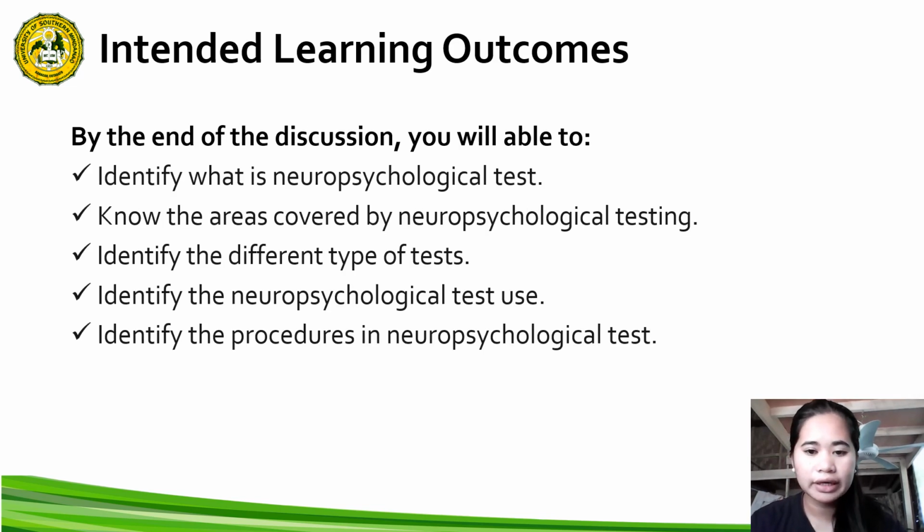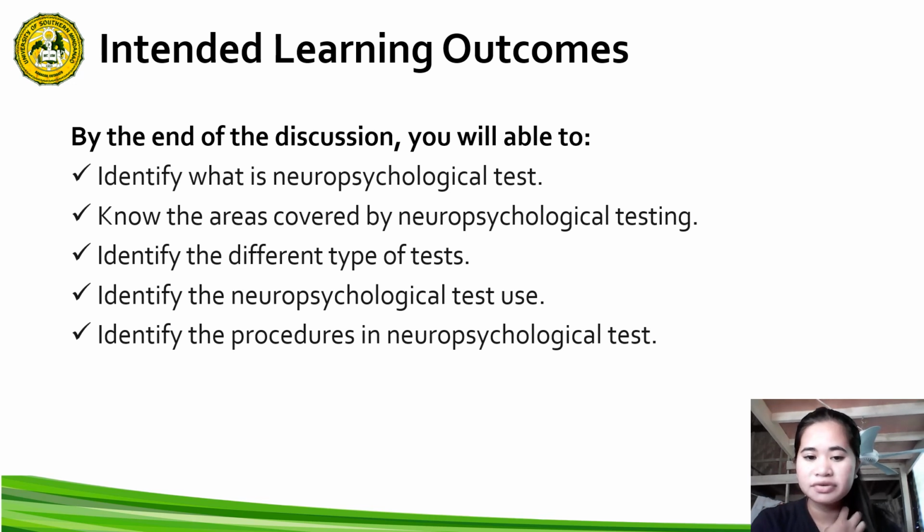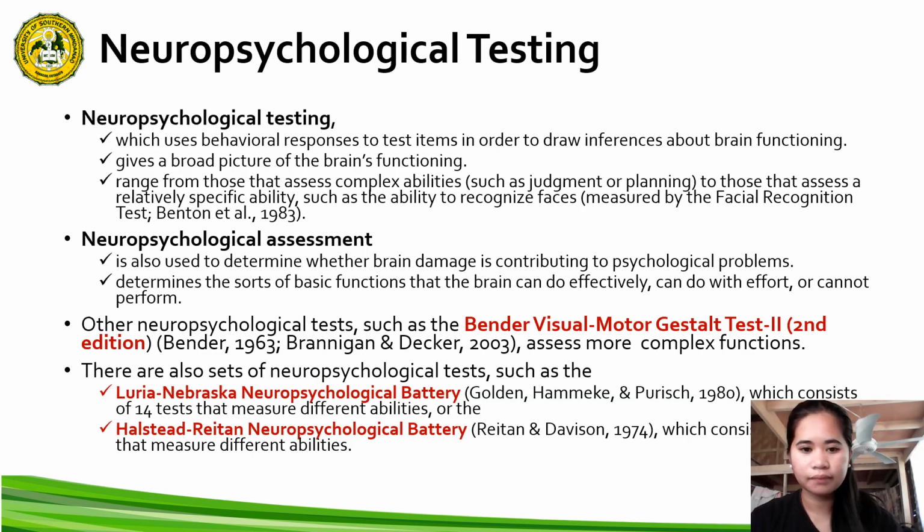The intended learning outcomes. By the end of the discussion, you will be able to identify what neuropsychological testing is, know the areas covered by neuropsychological testing, identify the different types of tests, identify the neuropsychological test uses, and identify the procedures in neuropsychological testing. So let's move on to neuropsychological testing.